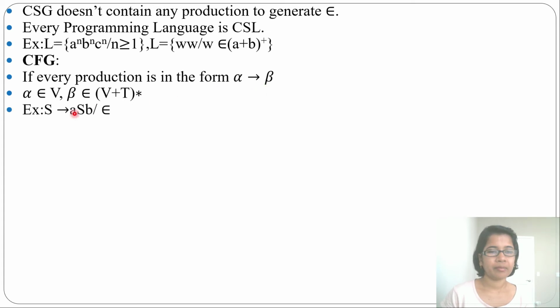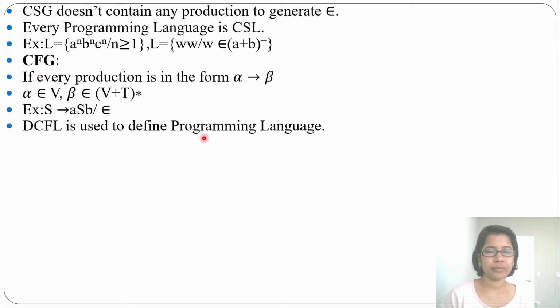Let's see one example. From S you can derive ASB or epsilon. This is a context free grammar. DCFL is used to define programming languages. DCFL means deterministic context free language. By using context free grammar, we can only define, but with context sensitive, you can run a programming language. So every programming language is context sensitive, but by context free language, you can only define a programming language.